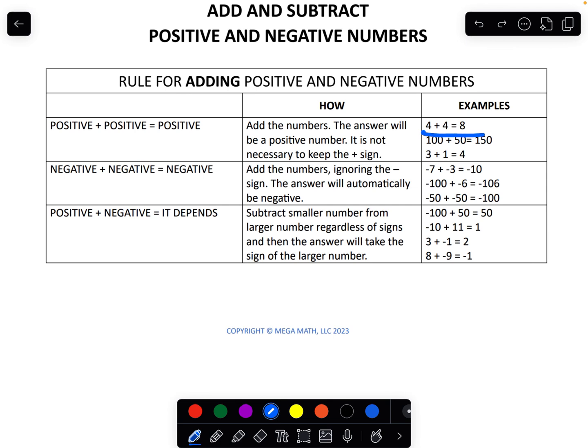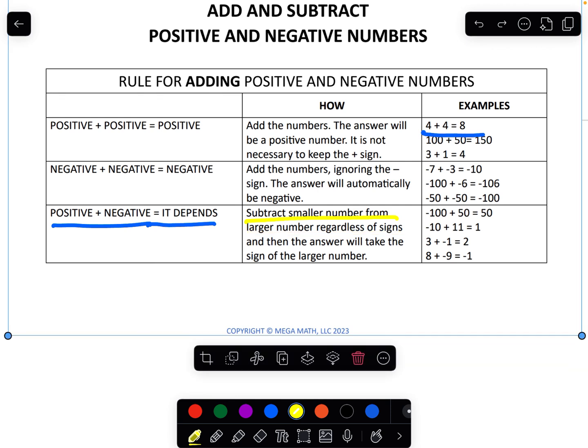And then the one that is important for us to practice, because it's the one that people mess up on sometimes, is positive plus negative, or negative plus positive. It equals, it depends. Basically what you would do is ignore the signs, and then subtract the smaller number from the larger number regardless of signs, and then this answer will take the sign of the larger number.